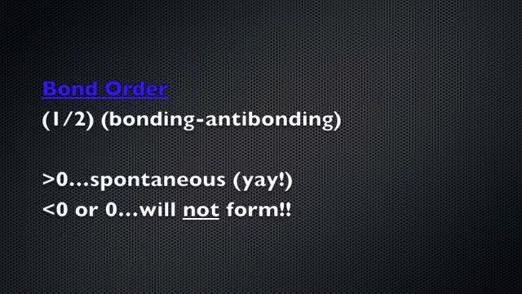Just a couple more quick things. Bond order is something we have to know how to calculate, and the formula is 1/2 times the number of electrons in the bonding orbitals minus the number of electrons in the anti-bonding orbitals. If it is greater than 0, that means it's more favorable for the bond to form, because the number is positive, so there's more bonding than anti-bonding, and we know that bonding is energy lowering, so it's more favorable to the universe. If it's negative or 0, a bond will not form between the atoms.